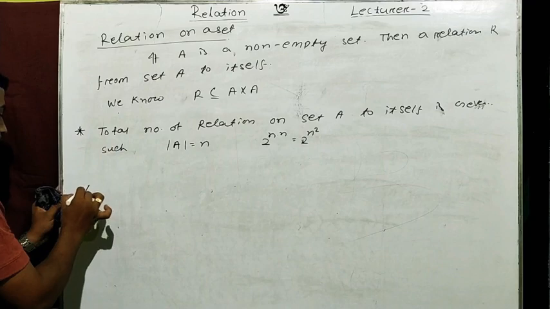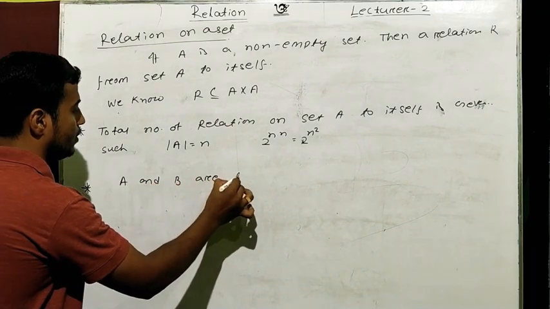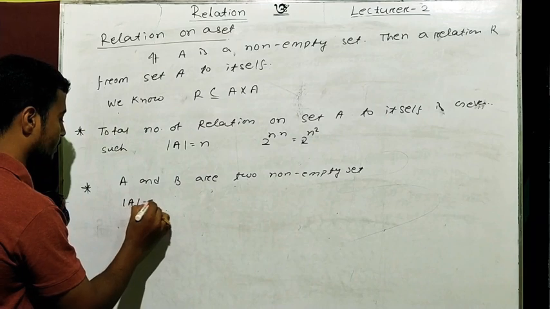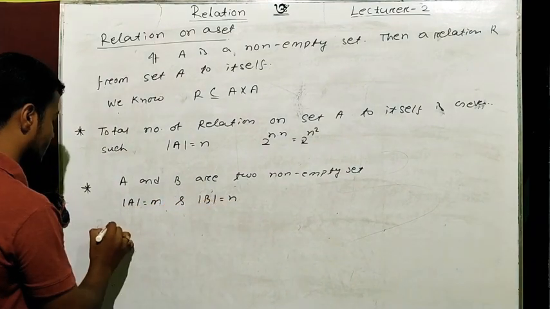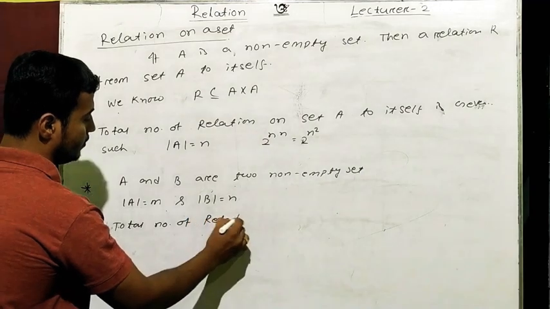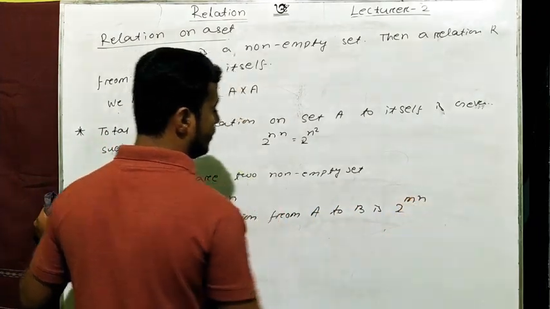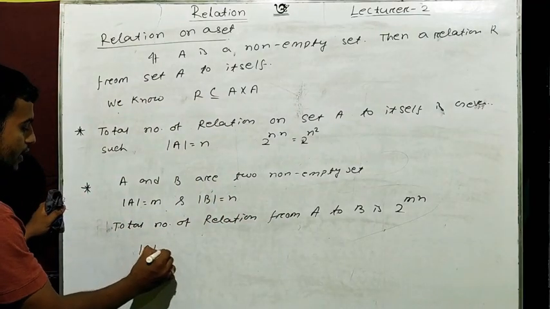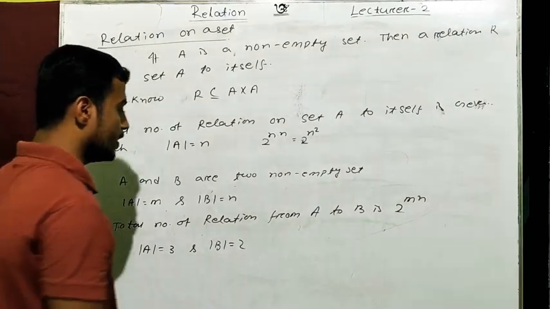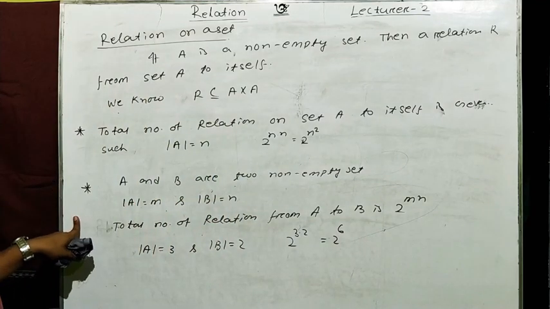Same, if A and B are two non-empty sets, cardinality of A equals m and cardinality of B equals n, then the total number of relations from A to B is 2 to the power mn. Such as, cardinality of A equal to 3 and cardinality of B equal to 2, the total number of relations from A to B is 2 to the power 3 into 2, equal to 2 to the power 6. This is the direct formula for the number of relations. We can find it.